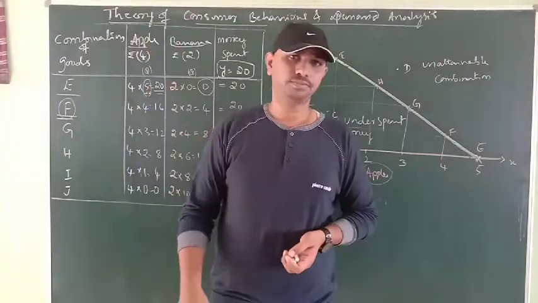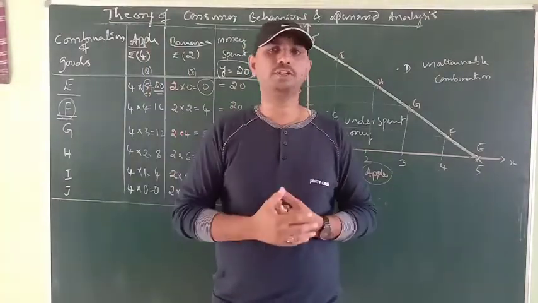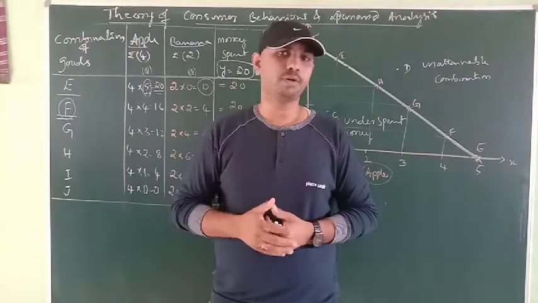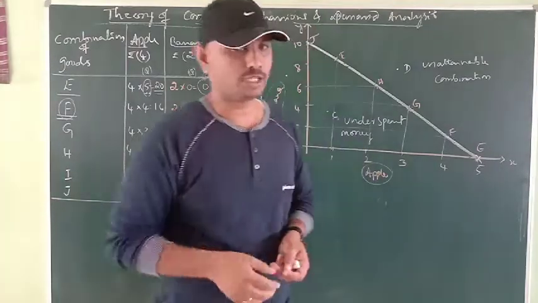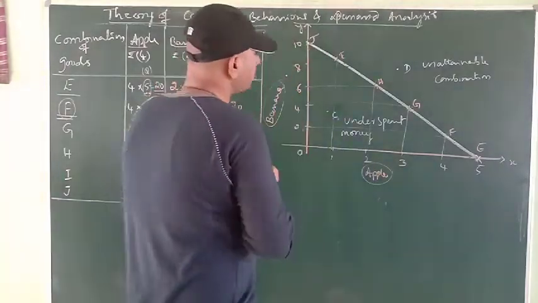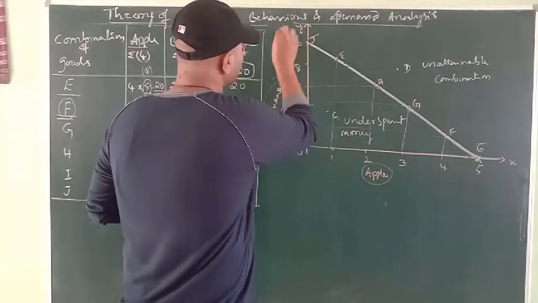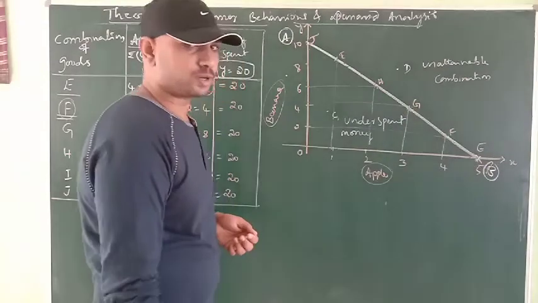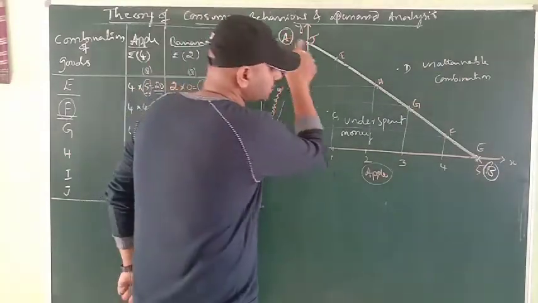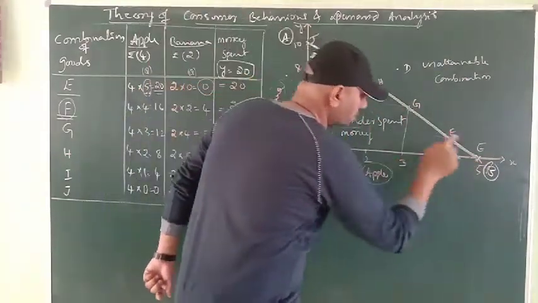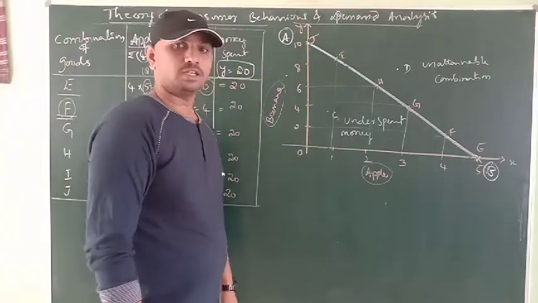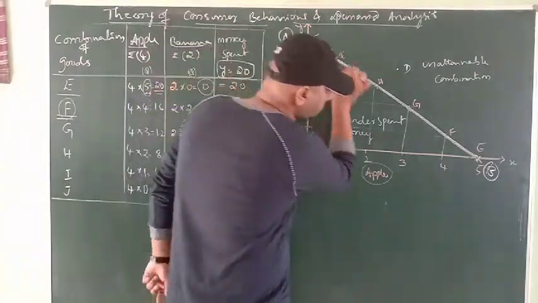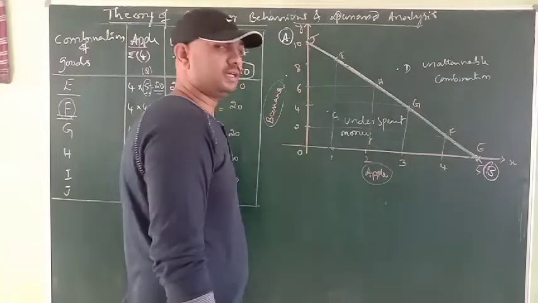Today's session leads into the properties of budget line. There are 4 properties of budget line. Coming to the first one, here the points E to J form the AB line, where AB stands for budget line. The first property is that the budget line always flows from left to right downwards. The budget line is always a downward sloping straight line.